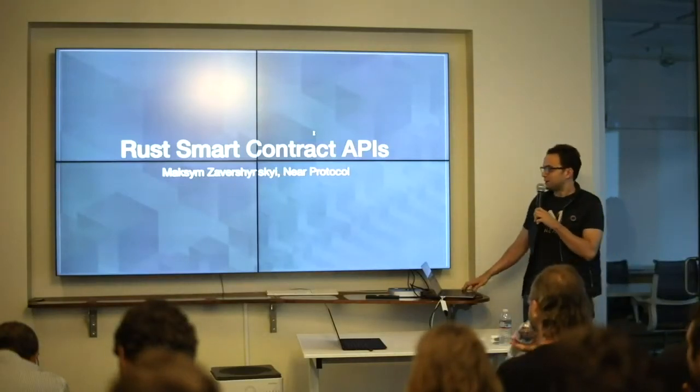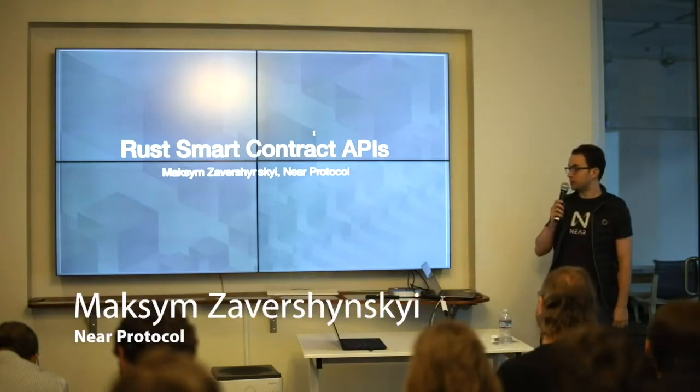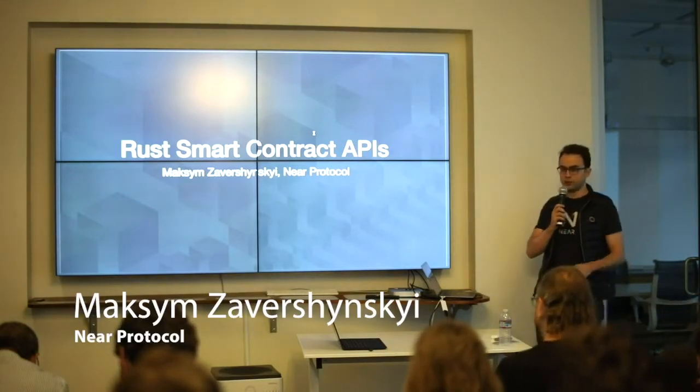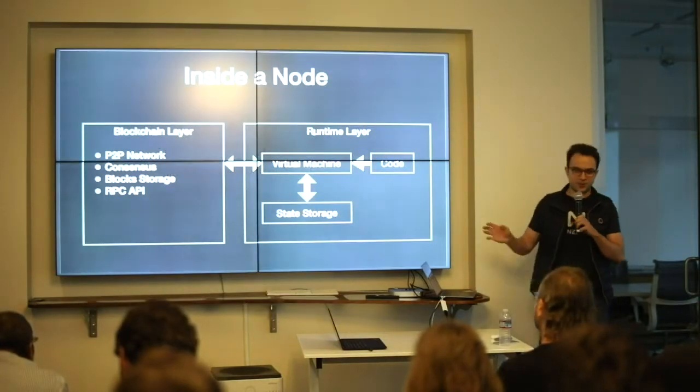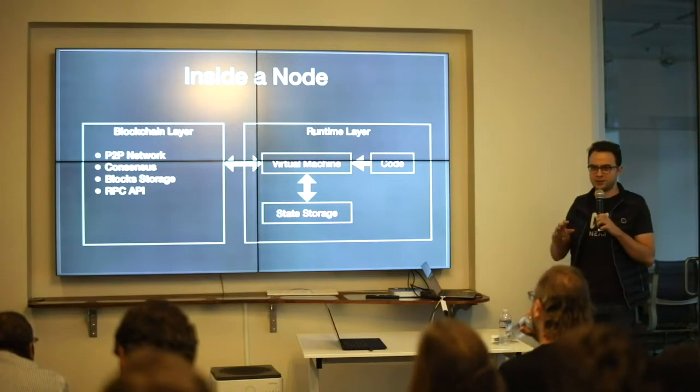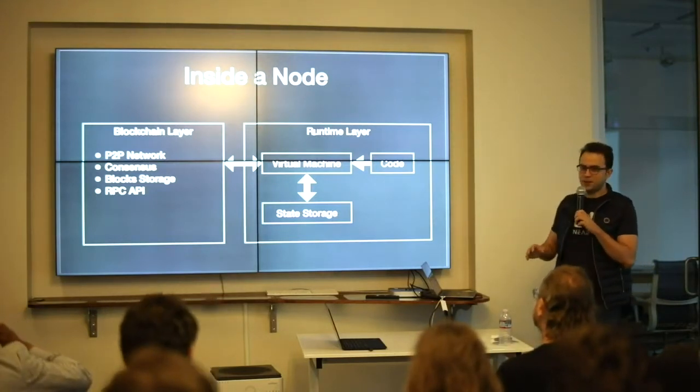Okay. So my name is Max. I'm going to be talking about Rust smart contract APIs from the Near Protocol blockchain. I'm not going to give you much of an introduction of what blockchain is and WASM is. So let's just jump right into the architecture.